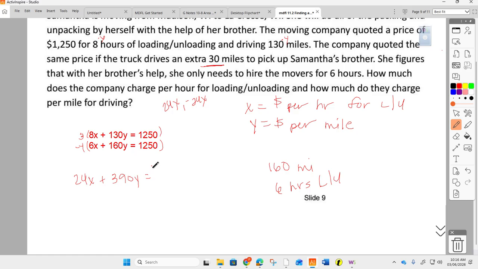And that's 3750 minus 24x minus 640y equals negative 5,000. So what y'all got?